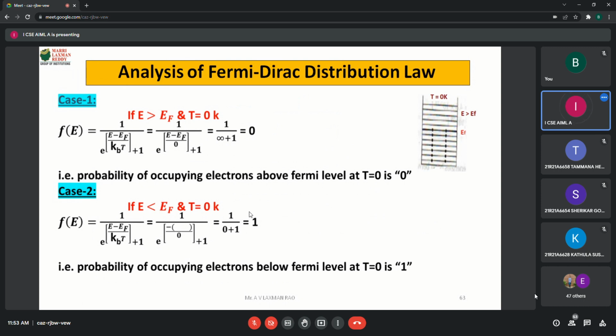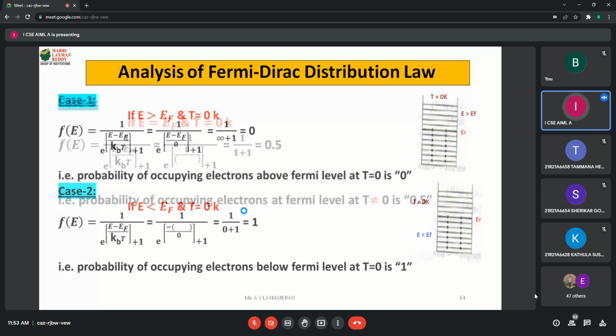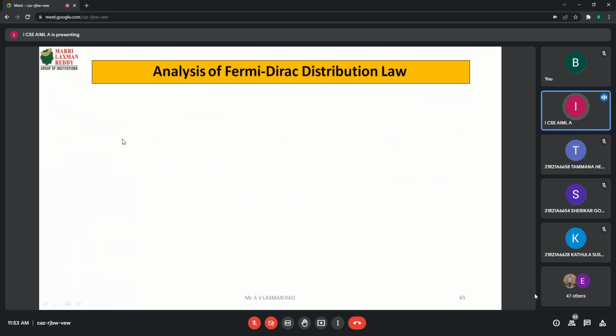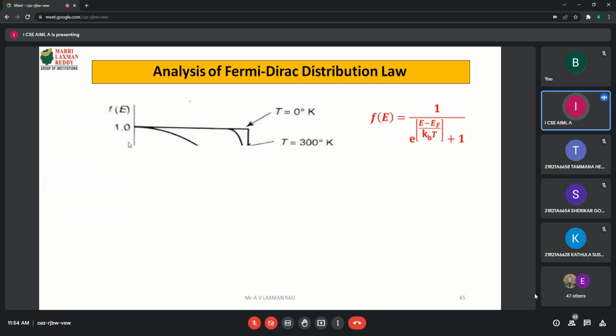So the third case can also be expected. Other than temperature 0 degree Kelvin, the given energy level is exactly the Fermi level. At the Fermi energy level, what is the probability of occupying electrons if the temperature is varied? Varying is nothing but above or below 0 degree Kelvin. Then there is a 0.5, 50% chance to occupy the electrons at the Fermi energy level. Like that we are saying case 1, case 2, case 3: above EF, below EF, and at EF.